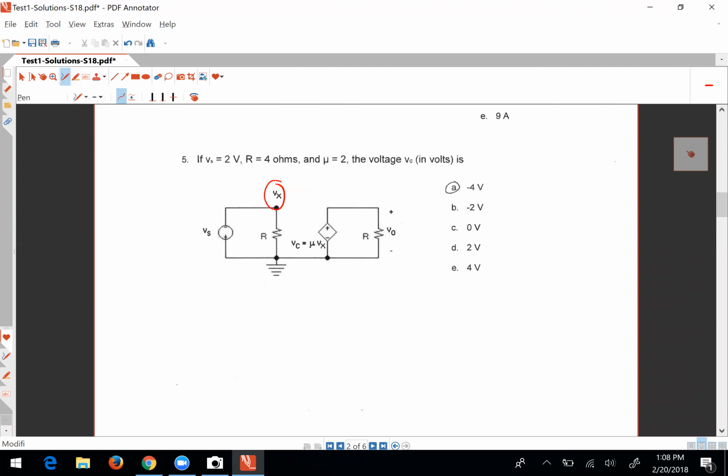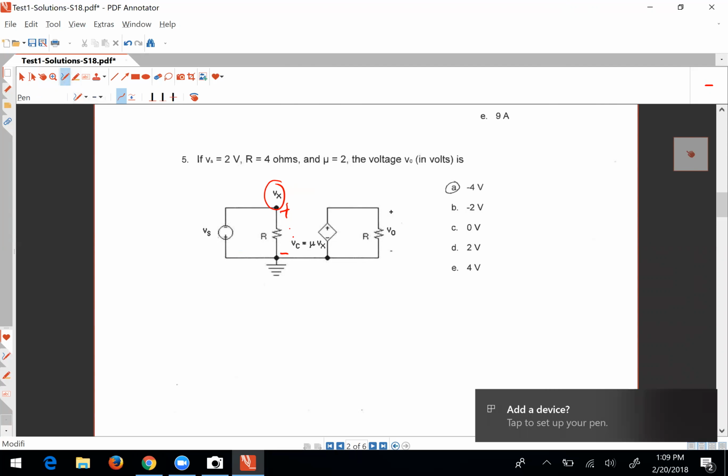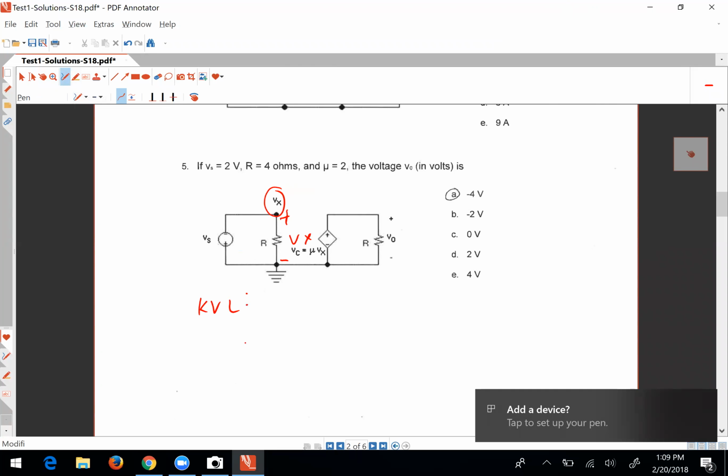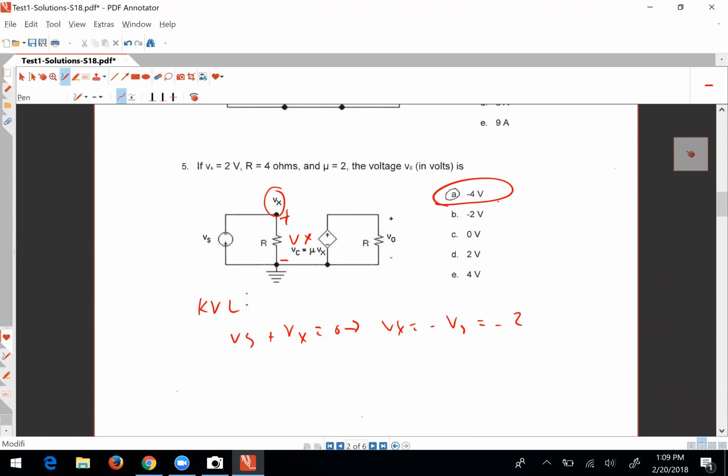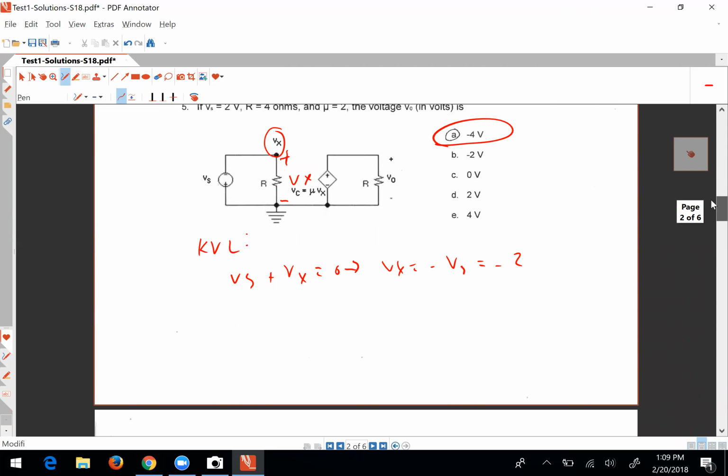When you see a node label there, what does that mean? It means that it's like you're hooking up a voltmeter, and the plus lead is here, and the minus lead is here. That's interchangeable. So KVL says that Vs plus Vx equals 0. Therefore, Vx equals minus Vs equals -2. And that results in VO equaling -4. Okay, so be aware of that, those of you who missed that. And if anyone wants to ask any questions on those, now's your chance.